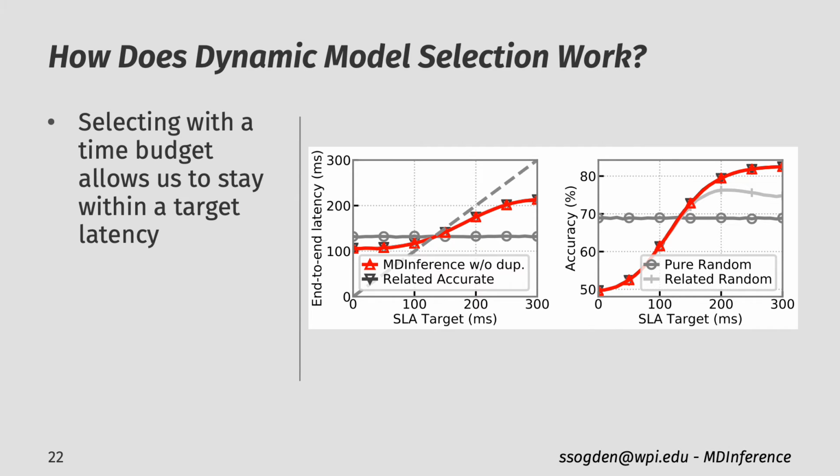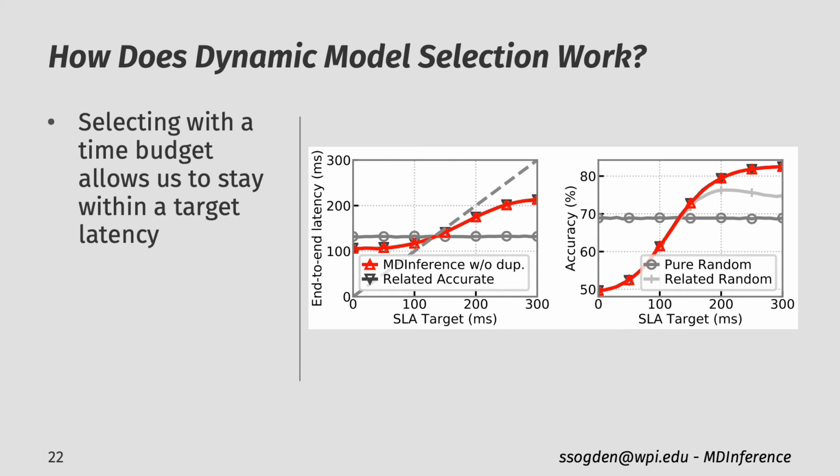We see how this works by comparing the approach of MDInference to a number of other algorithms. We compare it to pure random, which selects a random model, related random, which picks a random model from the exploration set, and related accurate, which simply picks the most accurate model from the exploration set. Each of these algorithms was simulated on a network with an average round-trip time of 100 milliseconds and a standard deviation of 50 milliseconds, with access to the 22 models used before. The execution latencies for these models were measured on an AWS P2 xlarge instance with a GPU accelerator.